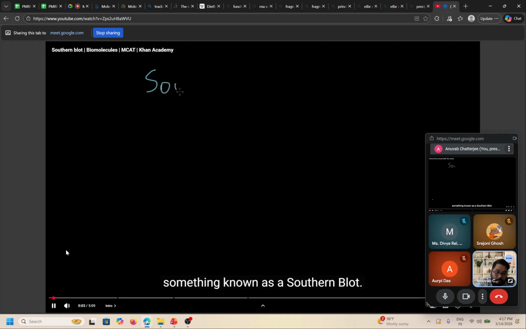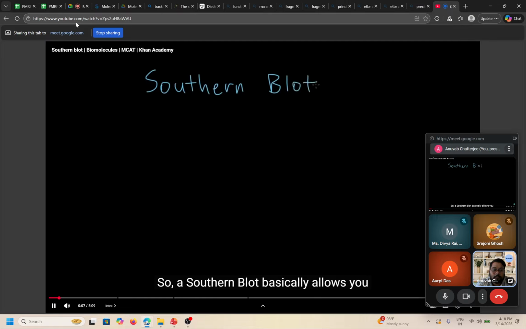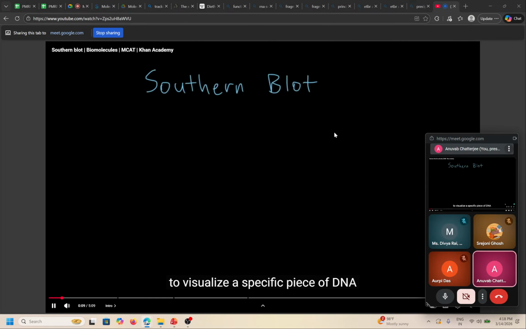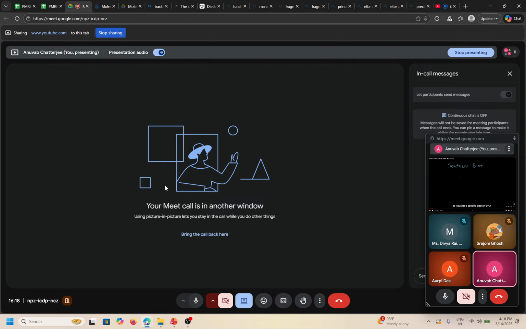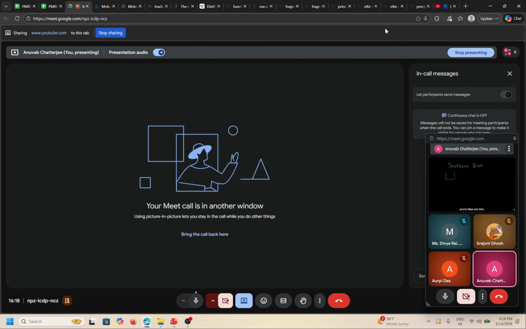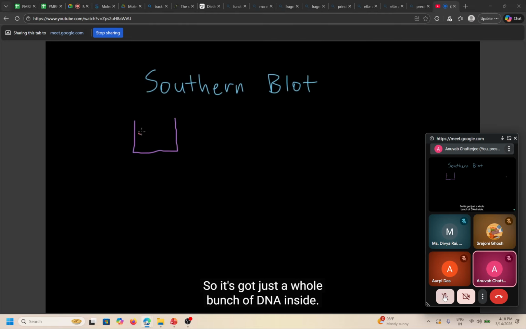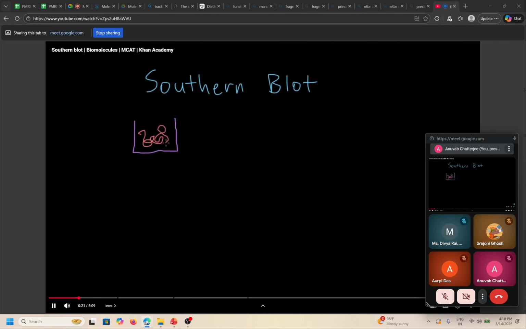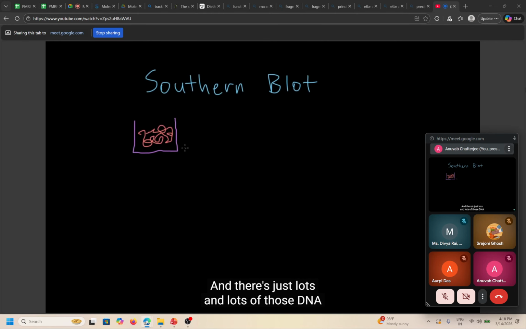So in this video, I'm going to be talking about something known as a southern blot. So a southern blot basically allows you to visualize a specific piece of DNA that you're interested in. So let's imagine that we have a cup and it's filled with DNA. So it's got just a whole bunch of DNA inside. And there's just lots and lots of this DNA.